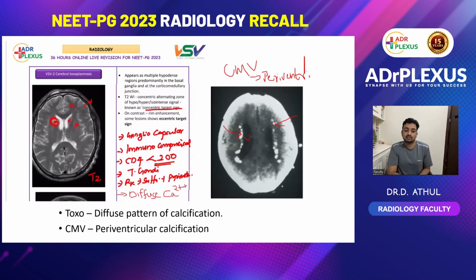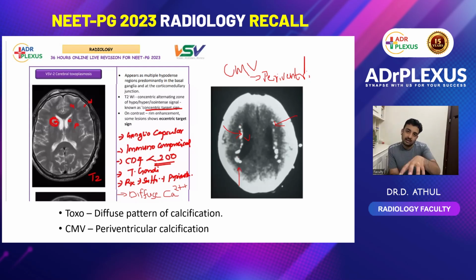These things we have already discussed anyway, because we have discussed that when toxoplasma is affecting the newborns, the babies in utero, there will be calcifications in the brain, and the calcification will be diffusely distributed in case of toxoplasma. And in CMV, there will be periventricular type of calcification.